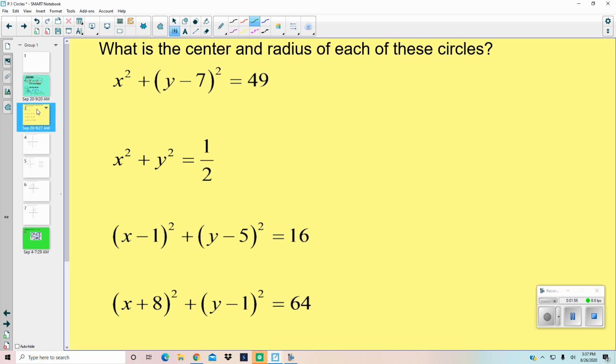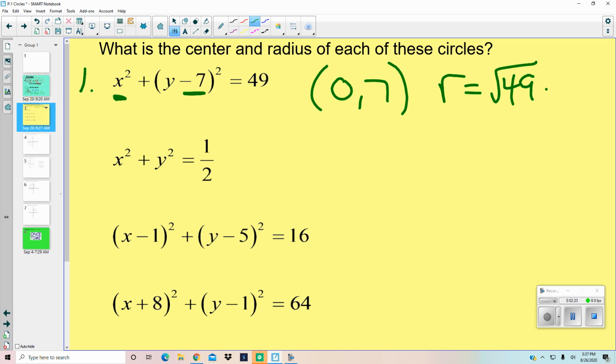Okay, so here are some examples of equations. In the first one, the x doesn't have anything added or subtracted, so that center coordinate is 0. The y has -7, so I have +7 for my y coordinate of the center. Then you always take the square root of what it equals, so the square root of 49 is the radius, which is 7.